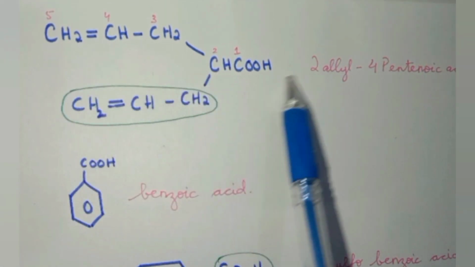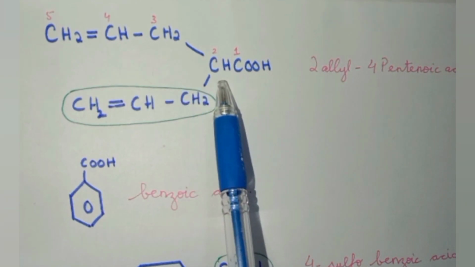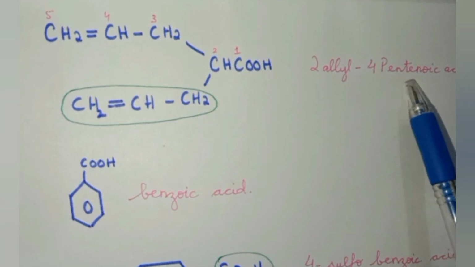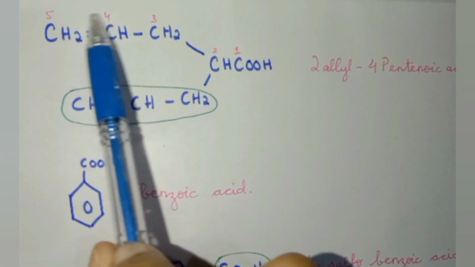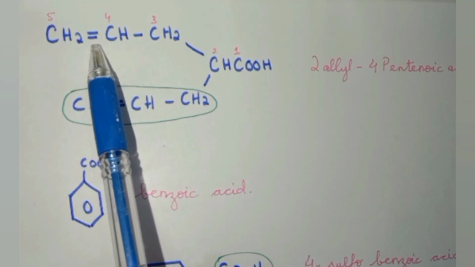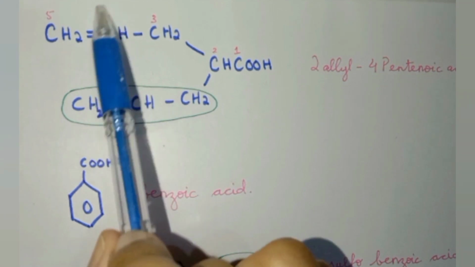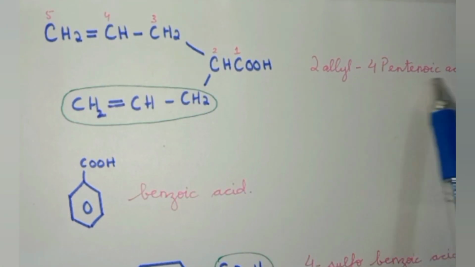If we name this specific carbon chain, we'll name it as pentenoic acid. Why pentenoic acid? Because there's a double bond present. And where is the double bond present? The double bond is present at carbon number 4. So we named it as 4-pentenoic acid.